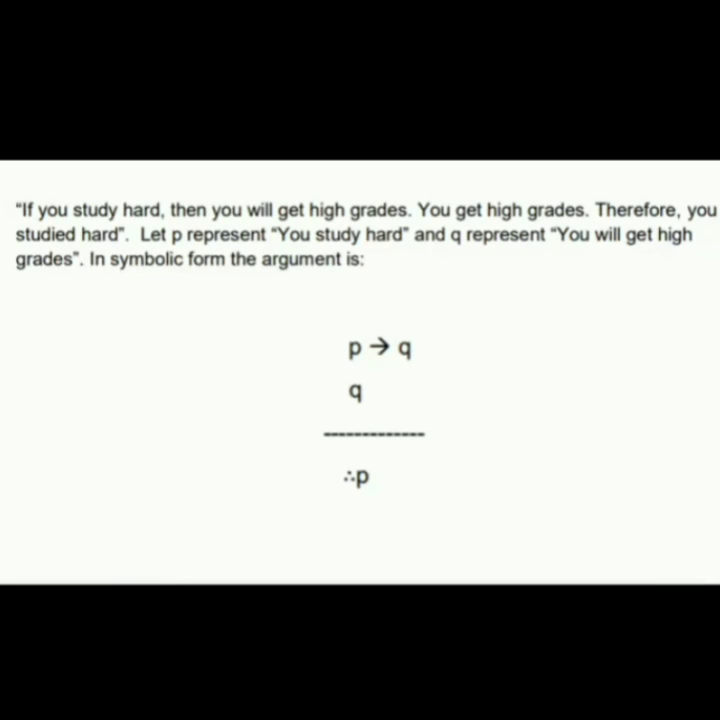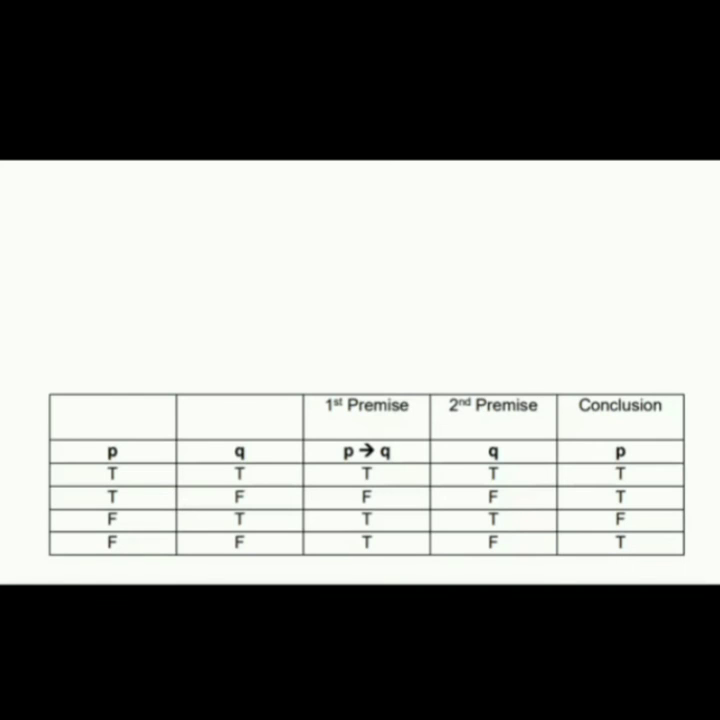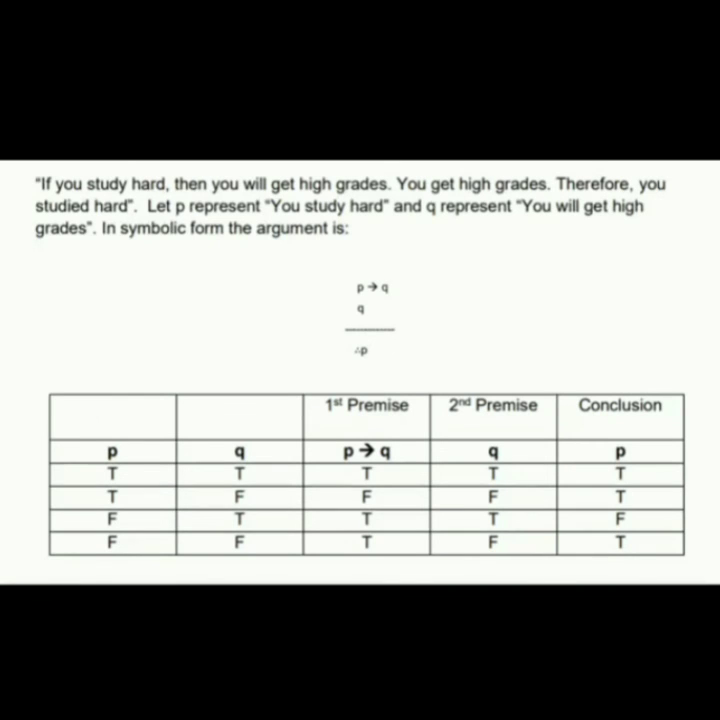To determine whether it is valid or invalid, we construct a truth table. P, Q. The first premise is P implies Q. The second premise is Q. And the conclusion is P. P is true, true, false, false. Q is true, false, true, false.